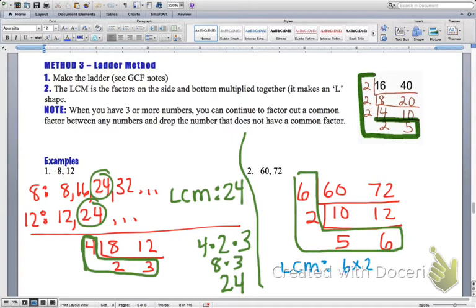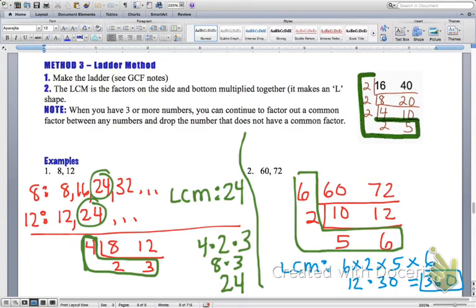6 times 2 times 5 times 6. 6 times 2 is 12. 5 times 6 is 30. And if I multiply these numbers together, I can just do 12 times 3. That's a little easier to do in your head, and then just add the 0 at the end. So 360 is my LCM.